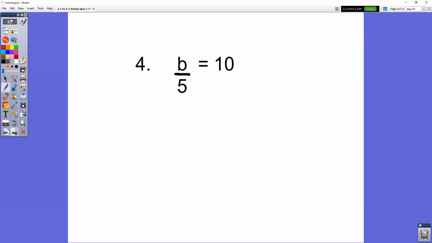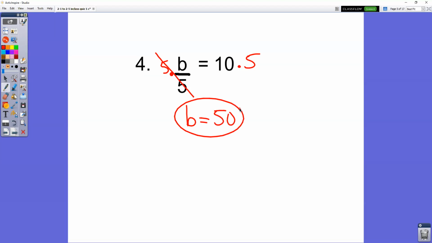The opposite of divided by would be to multiply by, to get that b all by itself. So we want to do times 5 and times 5. Those 5s cancel out. Bring down your b, bring down your equal sign. 10 times 5 gives you 50.